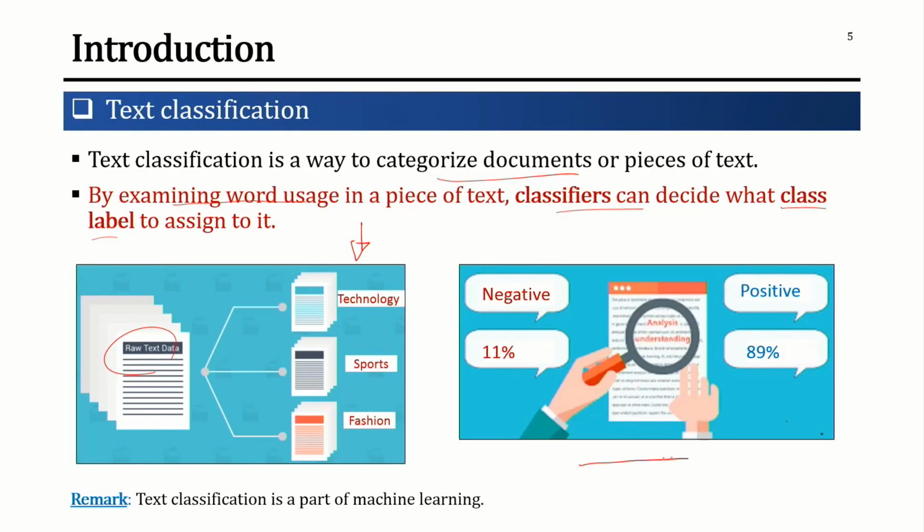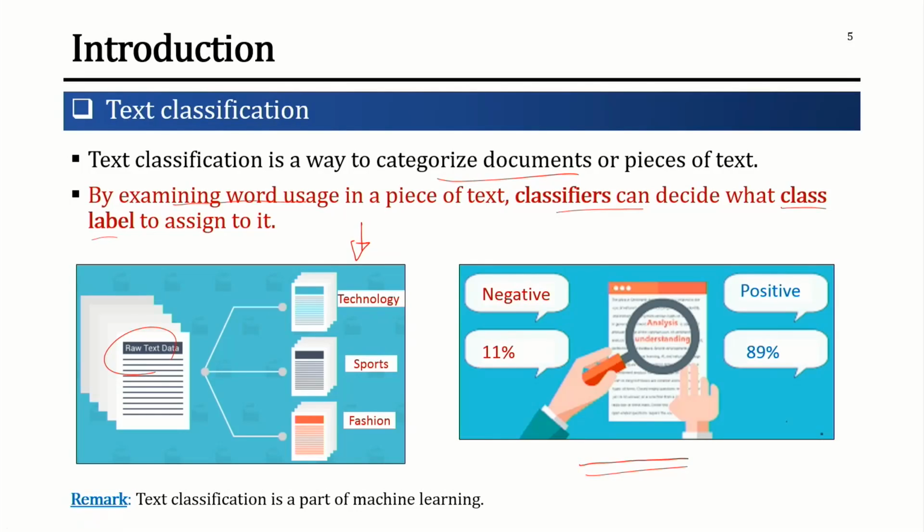And there is another type of example. We have a text, and we are trying to examine whether this text is talking about positive or negative information. This is also referred to as sentiment analysis. So we can know whether the customer is giving us positive or negative feedback, and what percentage of them are positive. And we would like to remark that text classification is also a part of machine learning.